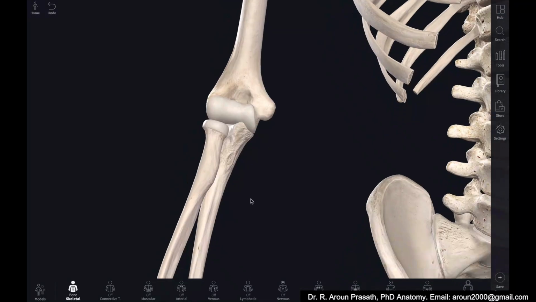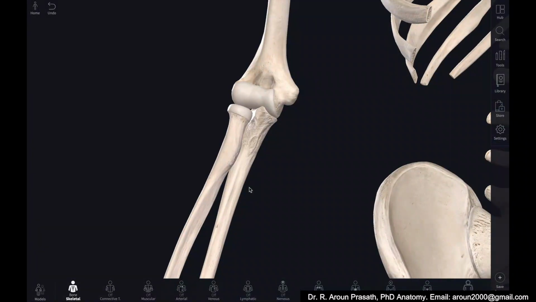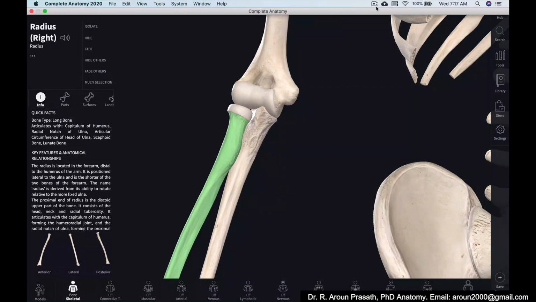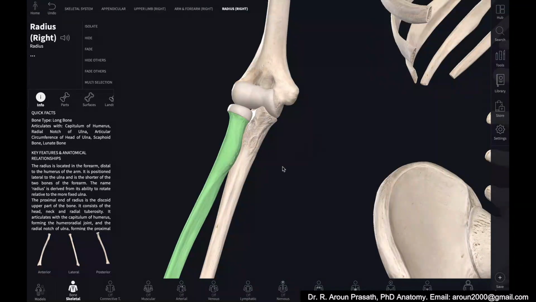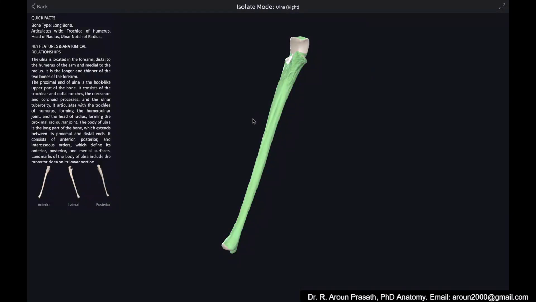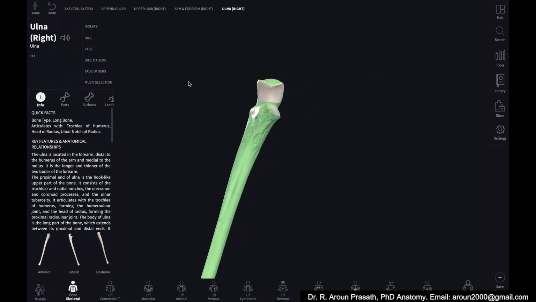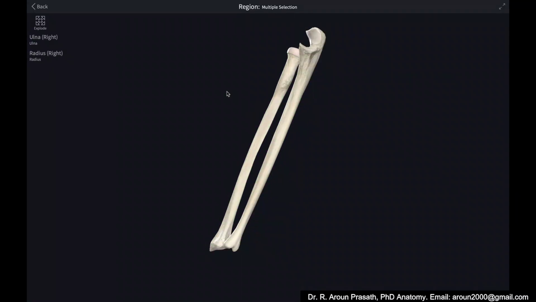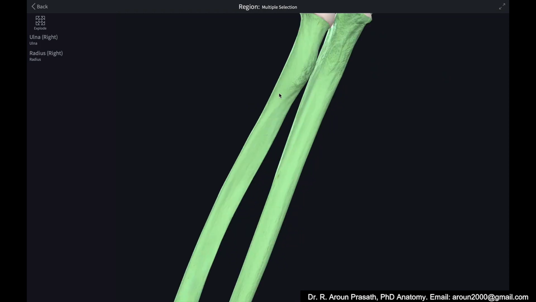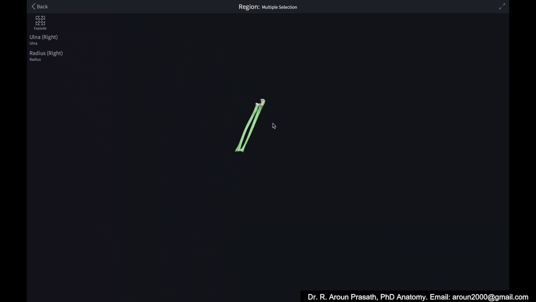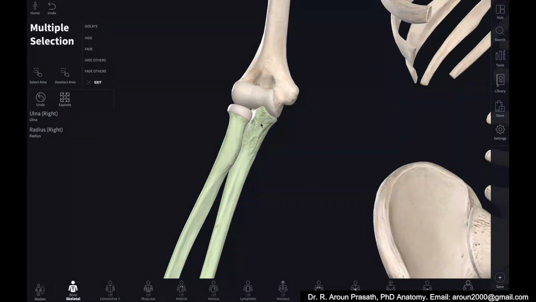Now let's go to the forearm bones, that is the ulna and the radius. Okay, coming to the ulna, ulna is also an example of a long bone. It's present in the forearm. In the forearm, if you see, both this ulna and the radius are present together. Now I will separate the ulna alone.